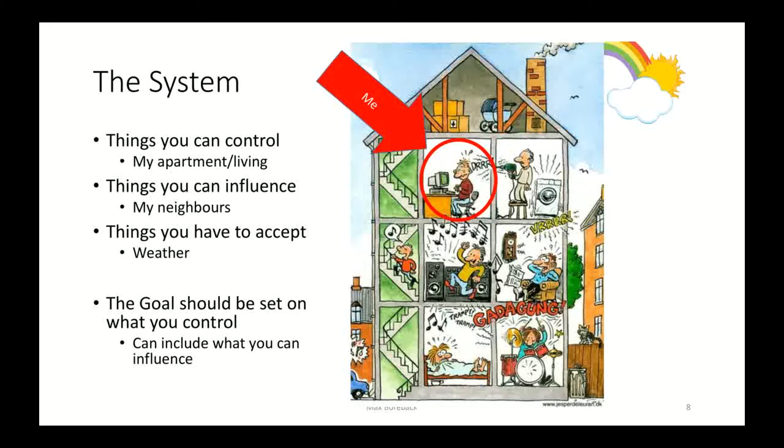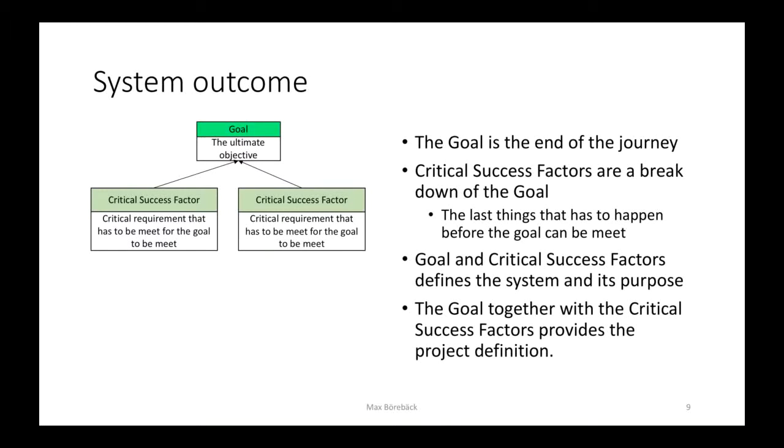And you of course have to be aware of the things that you can't do anything about, that you have to accept. So the system outcome. The goal is the end of your journey, and the critical success factors are a breakdown of the goal. They are the last thing that has to happen before the goal can be met. So goal and critical success factors define the system and its purpose. The goal together with the critical success factors provide the project definition.